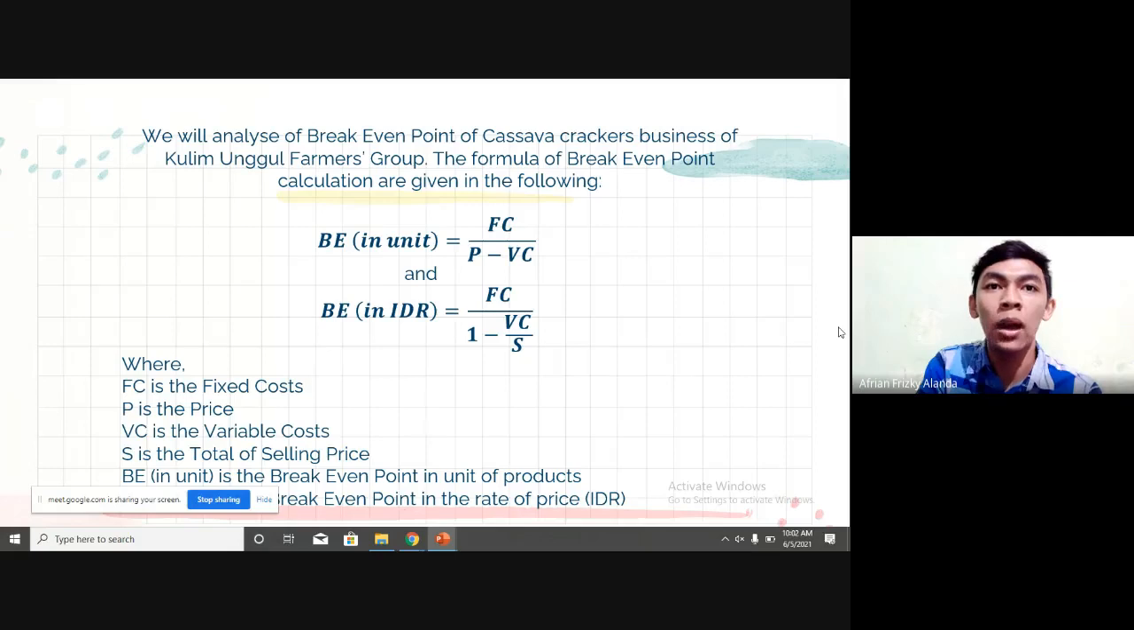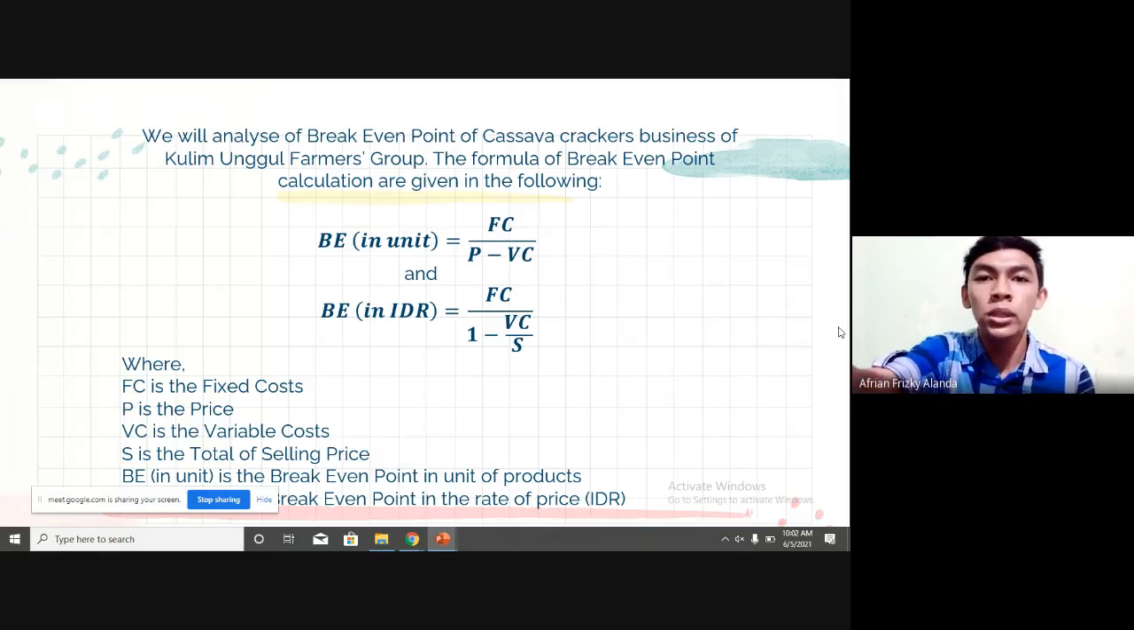FC divided by 1 minus VC divided by S, where FC is the fixed cost, P is the price, VC is the variable cost, S is the total of selling price, and BE in unit is the break-even point in unit of products. And BE in rupiah is the break-even point in the rate of price. We use the rate price here in rupiah.